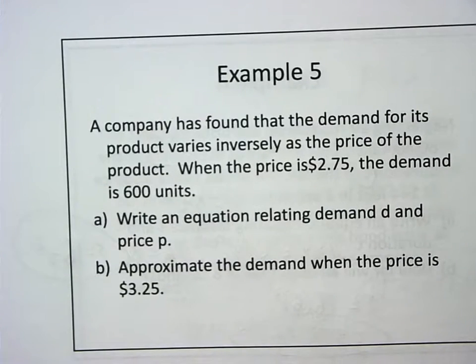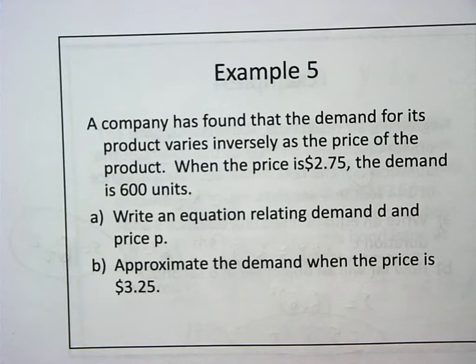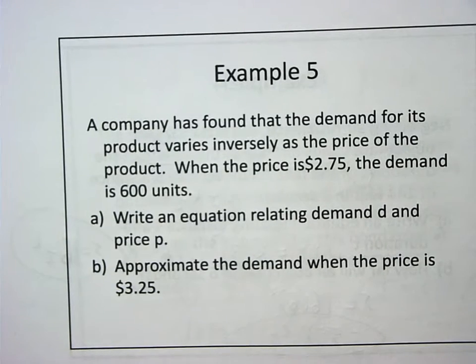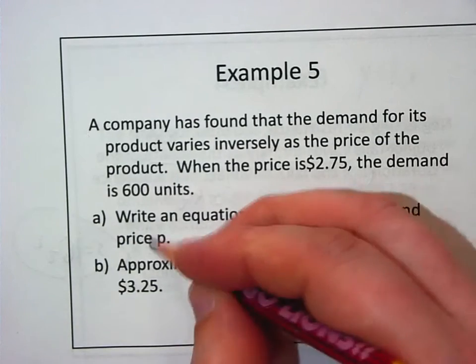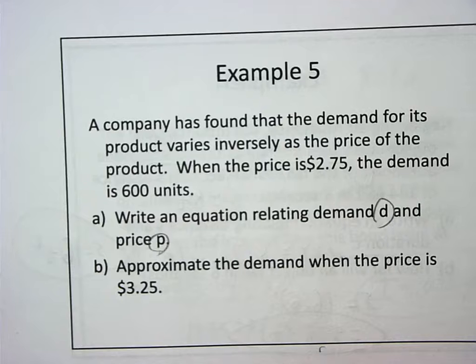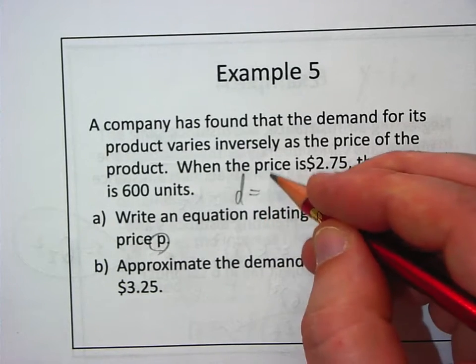A company has found that the demand for its product varies inversely as the price of the product. So if the price is $275, the demand is 600. So write an equation relating demand D and price P. So if it's an inverse relation, what's that going to look like? Y equals k over x, but in this case it would be D equals k over P.